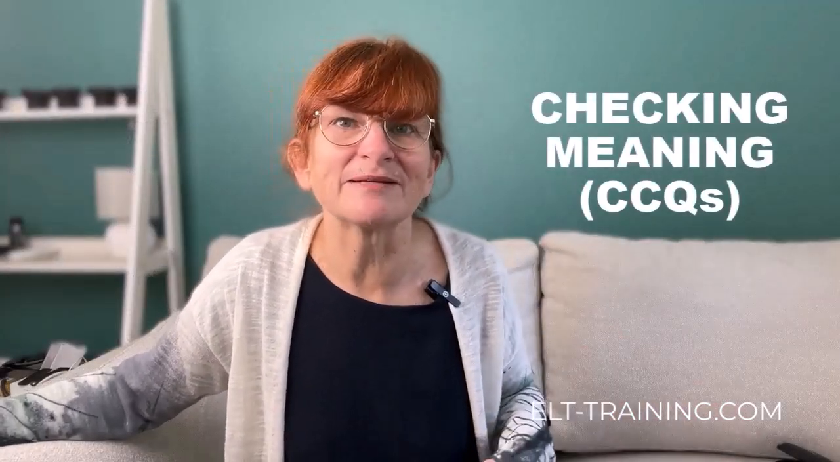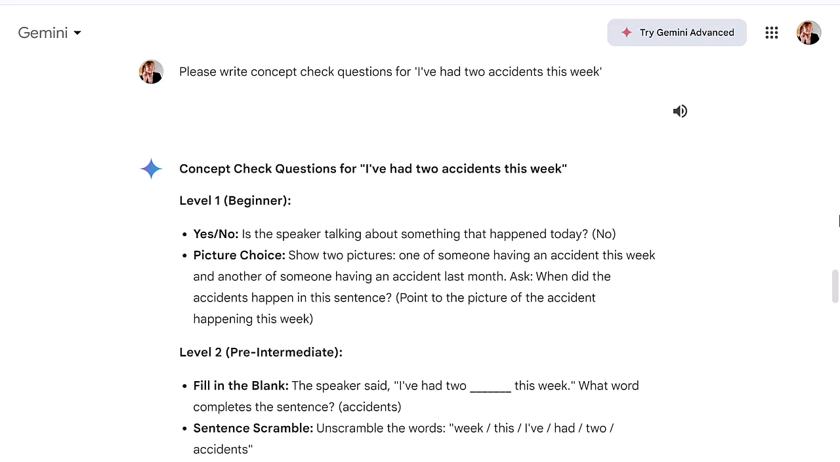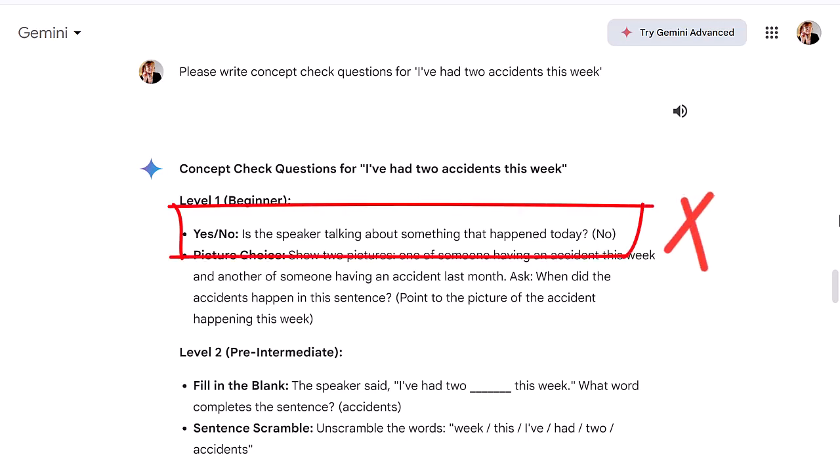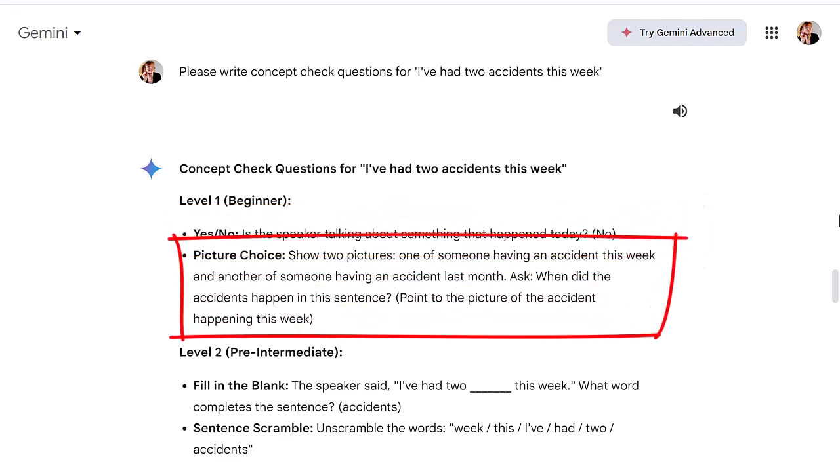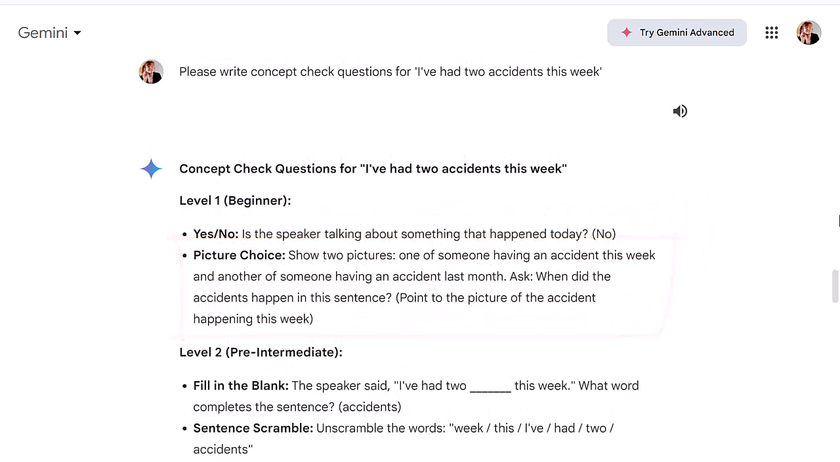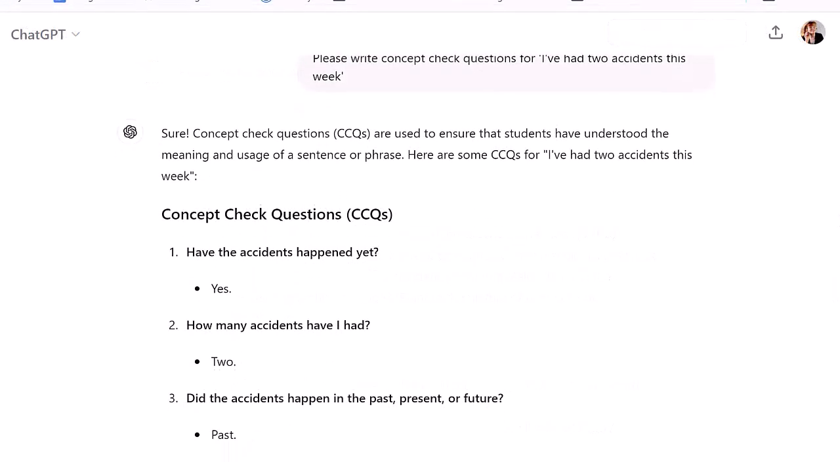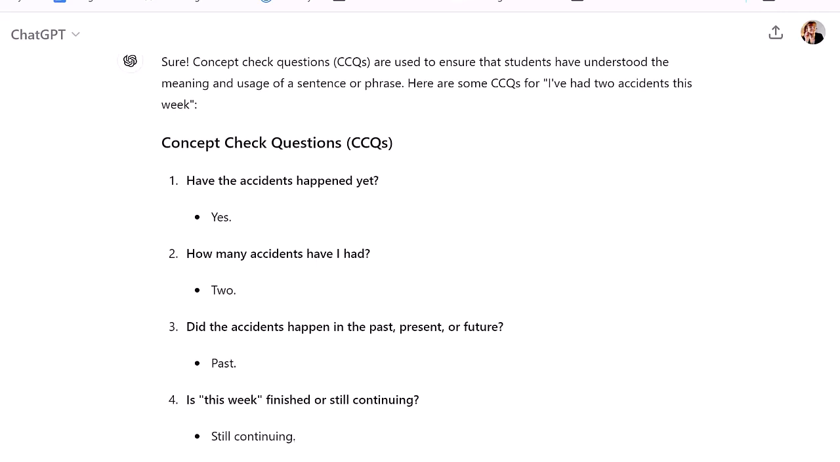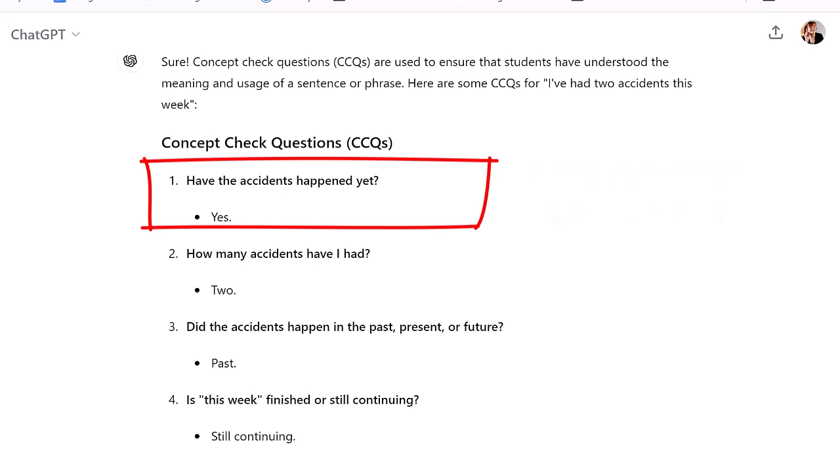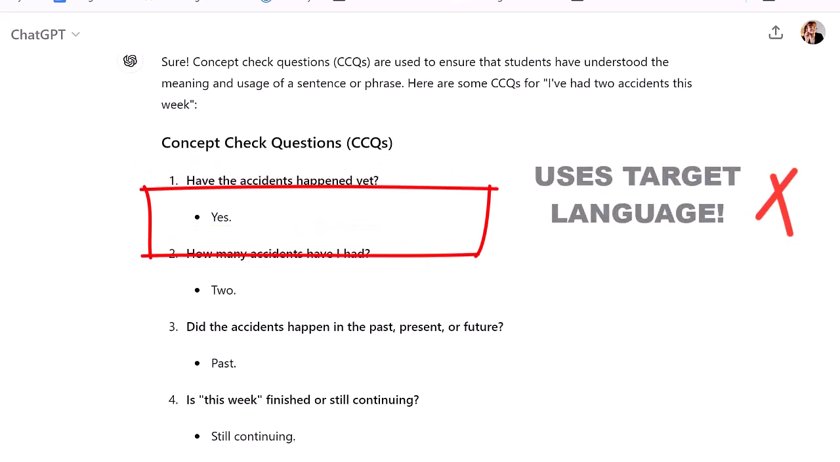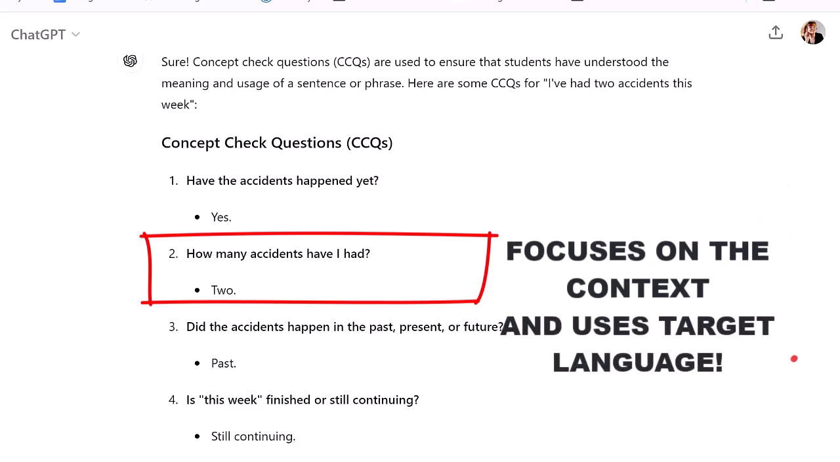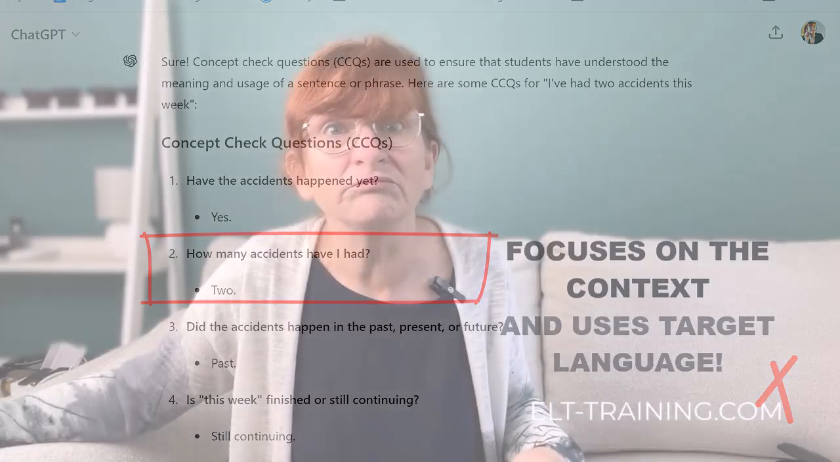So I asked Gemini first. These are either inaccurate, one of the accidents could be today, or else rather convoluted and not very clear and helpful, I think. ChatGPT did much better with this. CCQ question number 1, though, uses the target language, and number 2 focuses on the context. So neither of those is great. Some of the others, though, are sensible and useful. And as with all of this, as I keep saying, you have to take a critical approach.